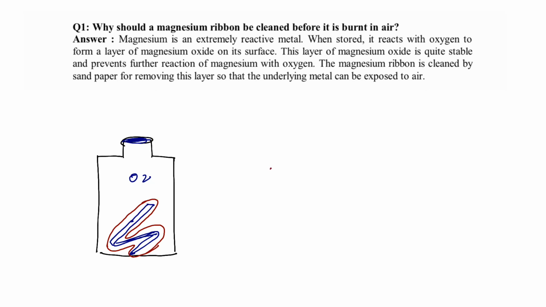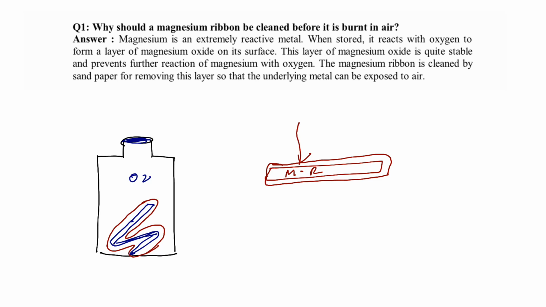See, we have magnesium ribbon in the bottle. Inside the bottle, definitely oxygen will be there. So the molecules on the surface of the ribbon, right? It will react with oxygen. So a thin layer of magnesium oxide is formed on the surface. Now, see, after this layer is formed, no gas can interact with the magnesium ribbon. Already it is protected. Understand, right?